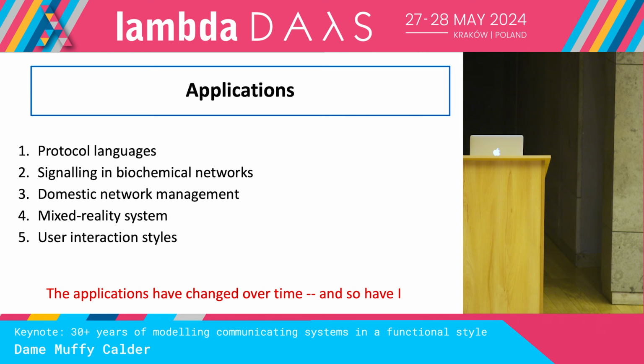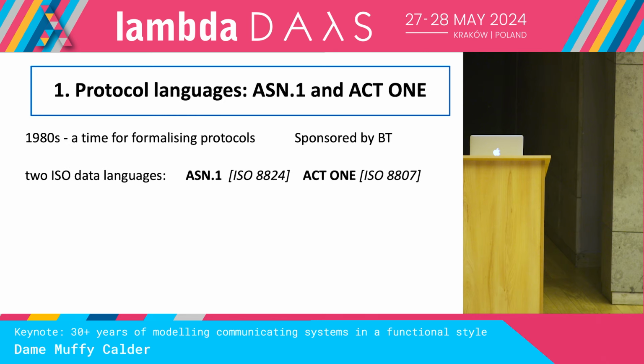Okay, so here are the examples. The first is protocol languages. The second is signaling and biochemical networks. The third is domestic network management. The fourth is a mixed reality system. And the final one is user interaction styles. I chose these because they reflect some of my own evolution over the years in the kinds of systems I got interested in and the difference in tools, etc. So as I said, the applications have changed over time, and so have I. Hopefully for the good.